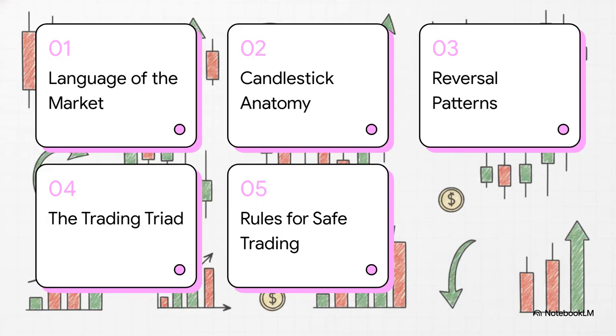Okay, let's dive right into our roadmap for today. We'll start with 1, the language of the market. Then 2, anatomy of a candlestick. Next is 3, spotting reversal patterns. Followed by 4, the trading triad. And finally, 5, rules for safe trading.